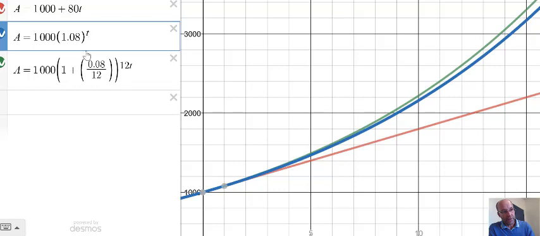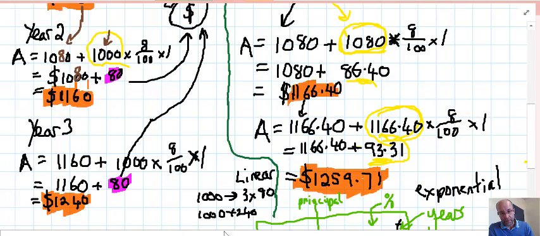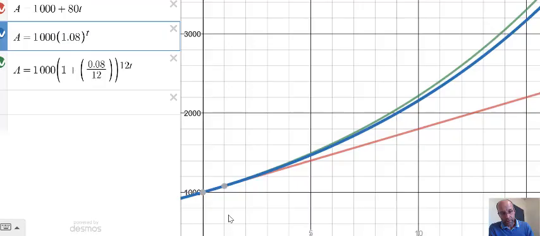This one here is that annual one that we looked at, and so after 3 years, 1, 2, 3 years, you can see the two amounts. So we had 1,259.71. There it is, right there. So it's right. Okay, so we can basically see that it pulls away. Can you see where my cursor is?